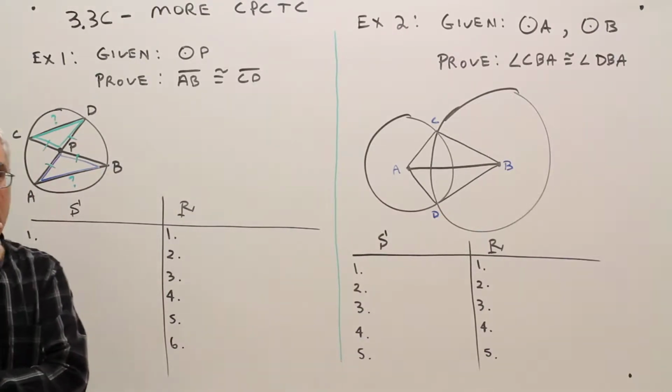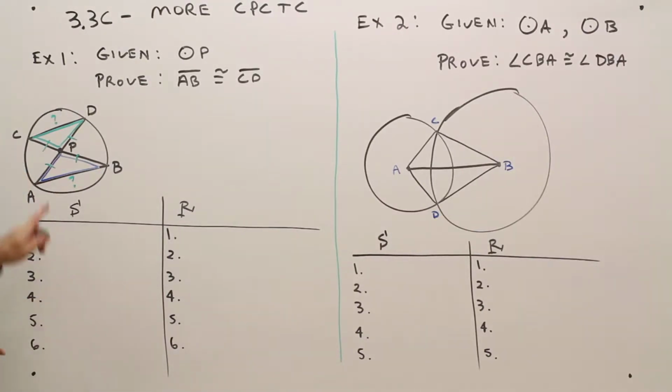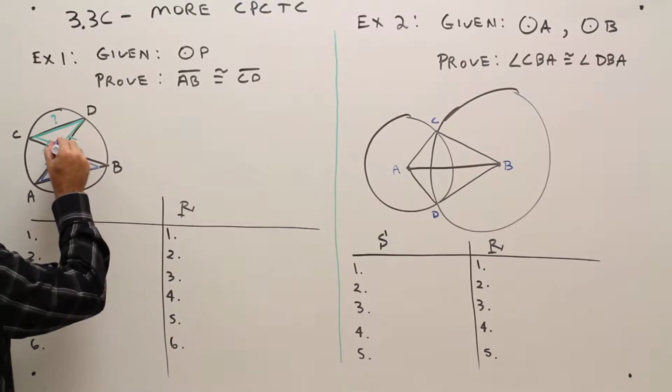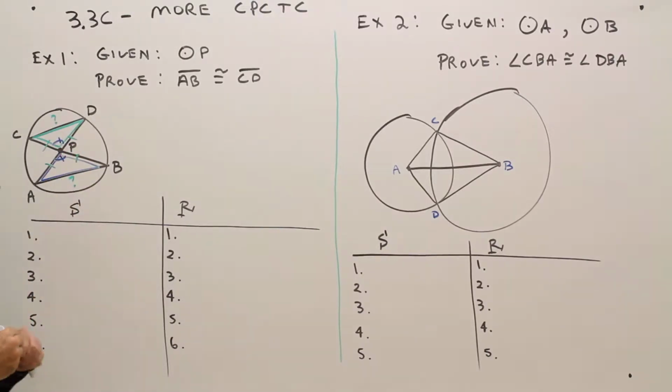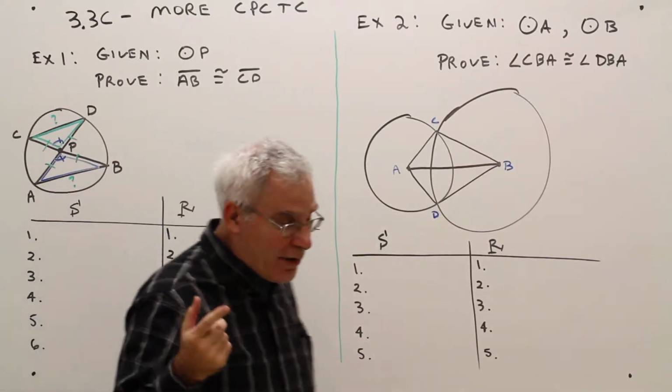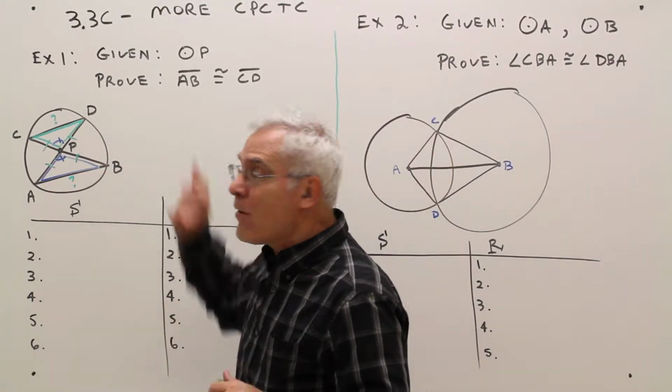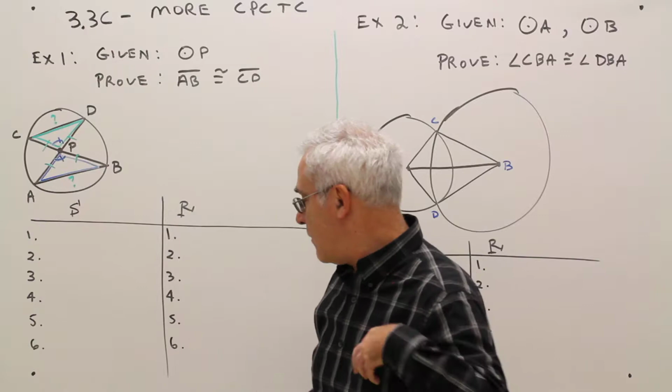I'm missing one more thing. Oh, what kind of angles are these? You guessed it, vertical angles. So I'll be able to get that angle congruent to that angle. Then I'll get the triangles congruent by SAS, and then I'll get the parts congruent by CPCTC.